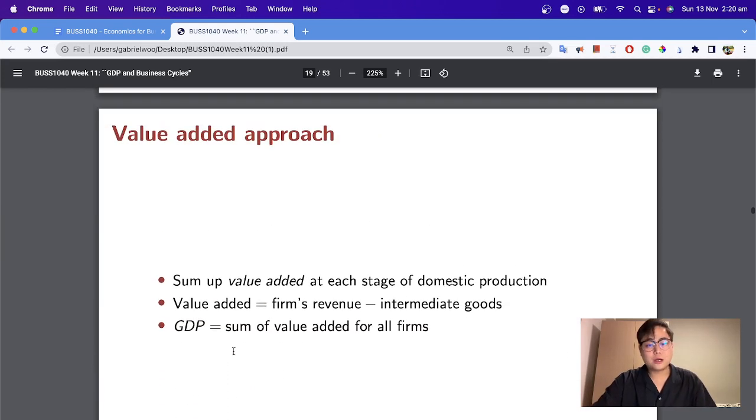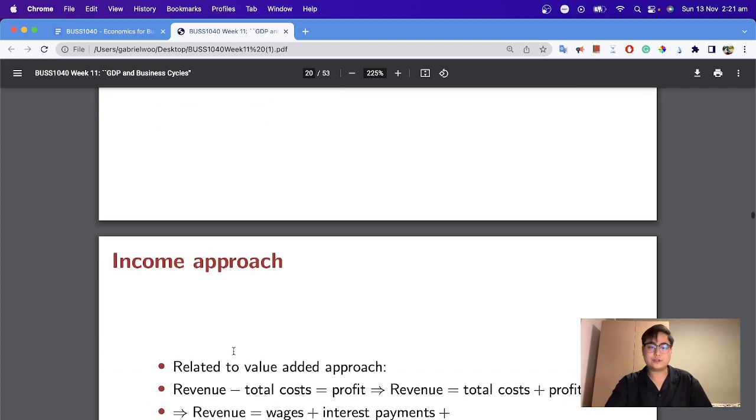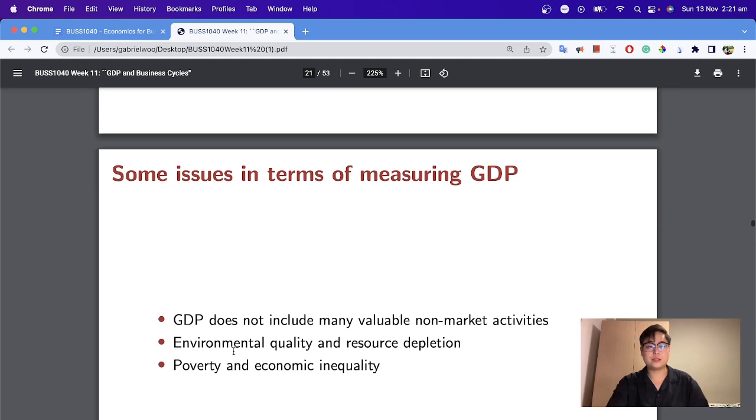The value add approach should also equal the final goods approach in principle. It is the sum of value added at each stage of domestic production: firm revenue minus intermediate goods. So you purchase bananas, you make banana bread, you sell it, versus when you sell banana bread, that should all have the same amount of economic transactional value. Which means whatever method you choose, they should all be equal. Here's the income approach, which should also be equal.